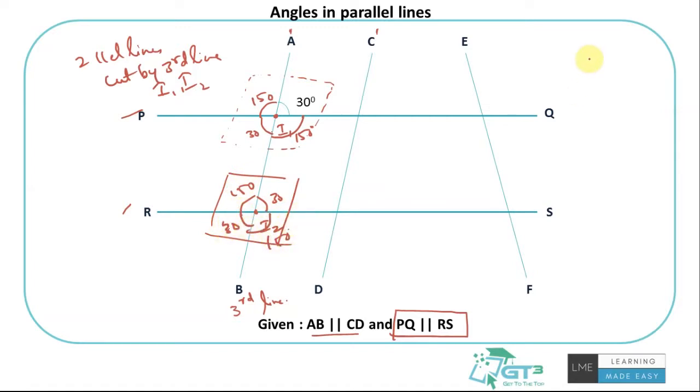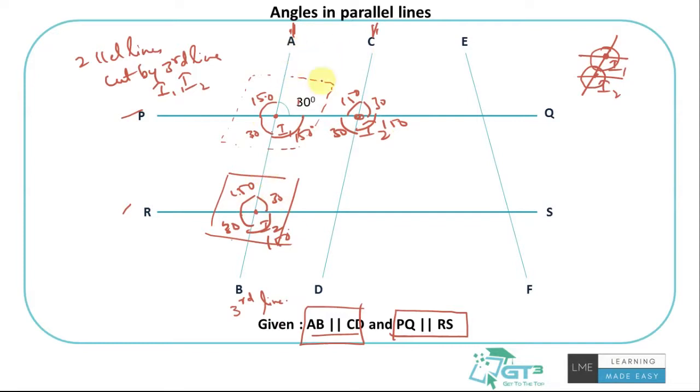See this again, two parallel lines cut by a third line at intersection 1 and intersection 2. Then this entire thing will be copy-pasted here in the same positions. 150, 150, 30, 30, 30, 30, 150, 150. Now again, which are the two parallel lines I know? I know AB is parallel to CD. The third line cutting is PQ. So if this is I1, this is my I2. I just have to replicate this and paste it here. So I'll get 150 here, 30 here, 150 here and 30 here.